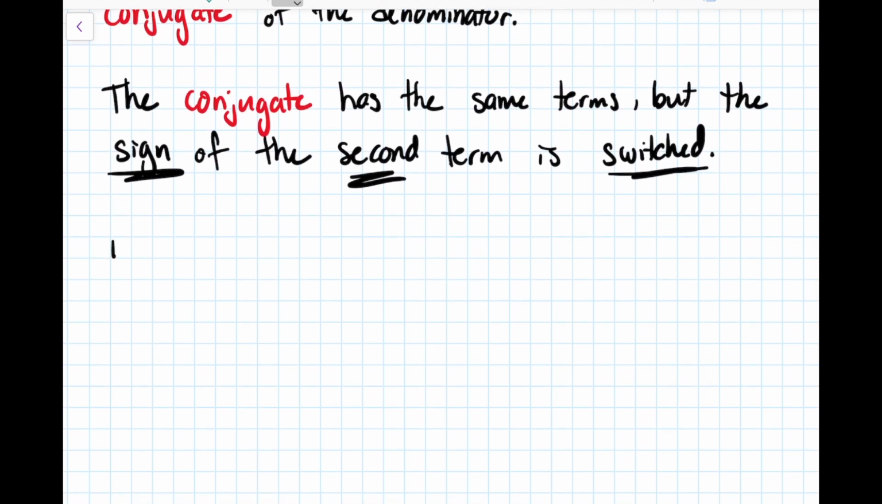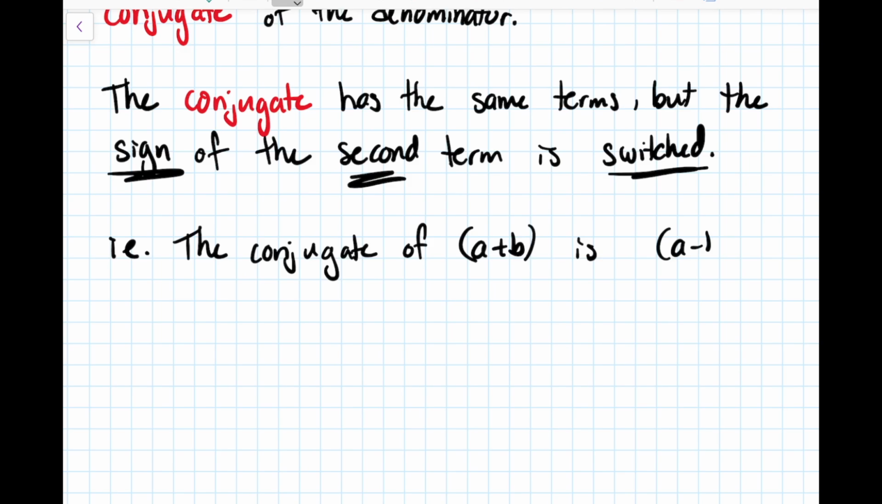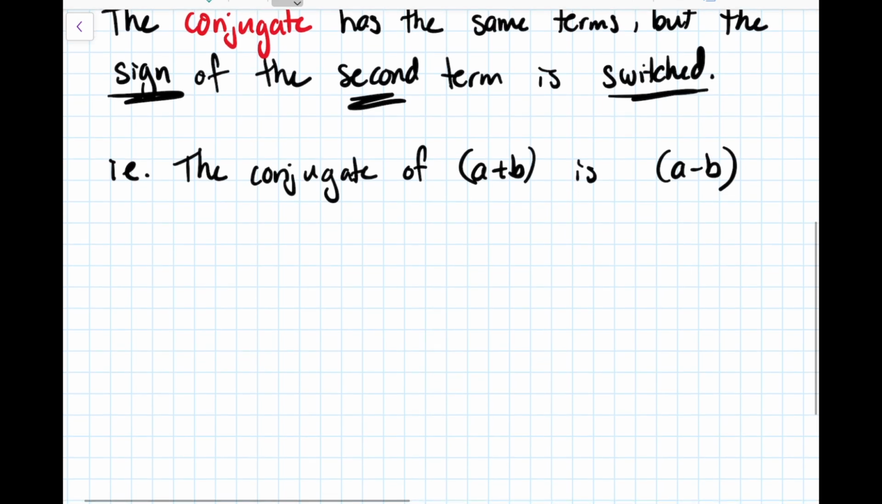So what I'm talking about when I say all this, the conjugate of, let's just make it generic and say a plus b is going to be a minus b. So same variable, same terms, just the second one is now negative instead of positive.